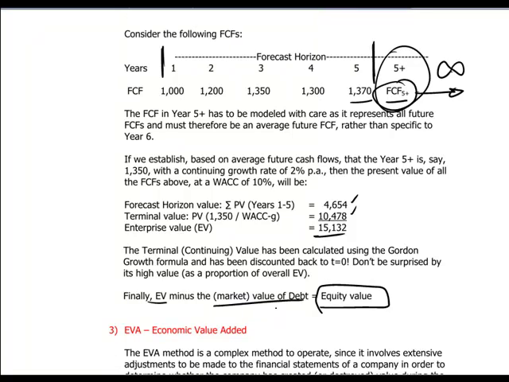Now, this DCF analysis can be done by a company applied to itself, or applied to the target companies that it may be seeking to acquire.